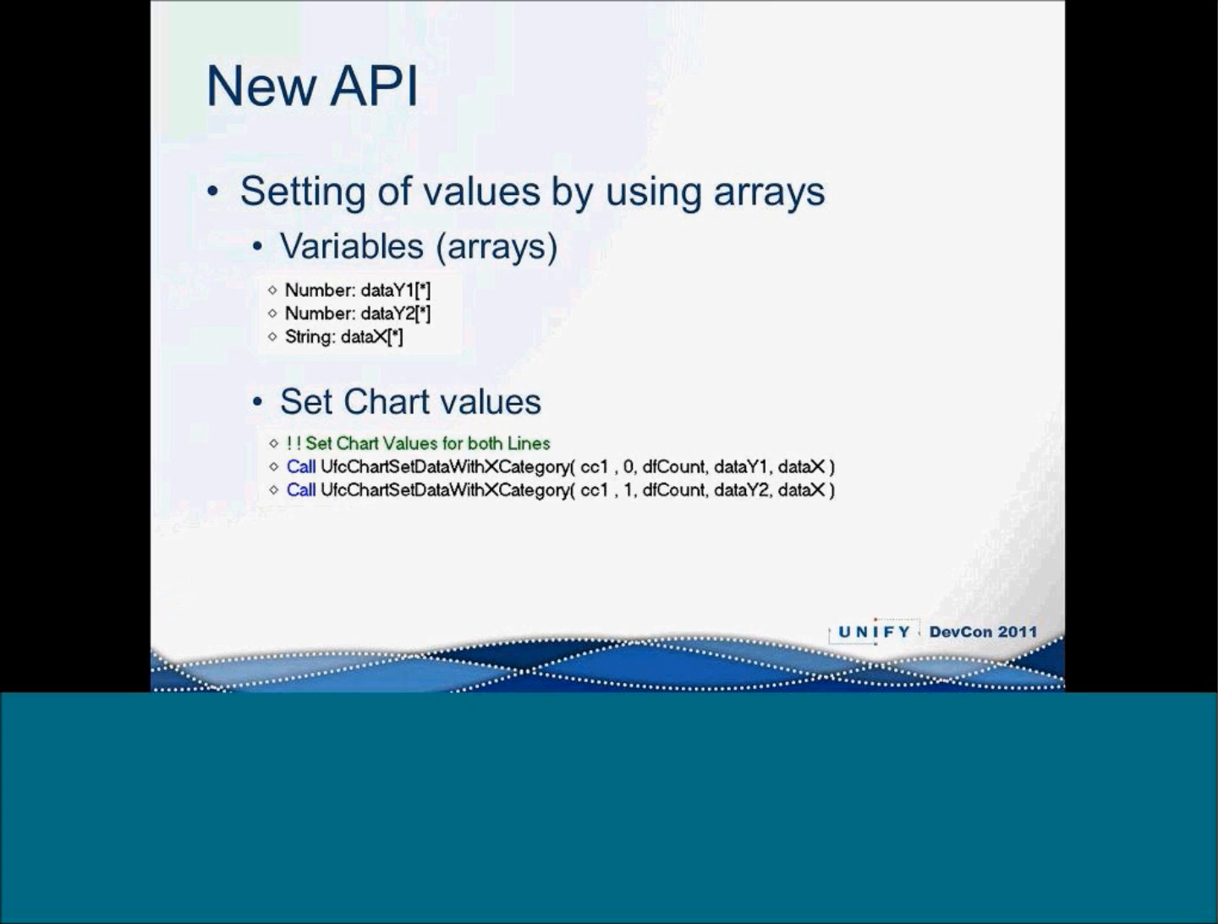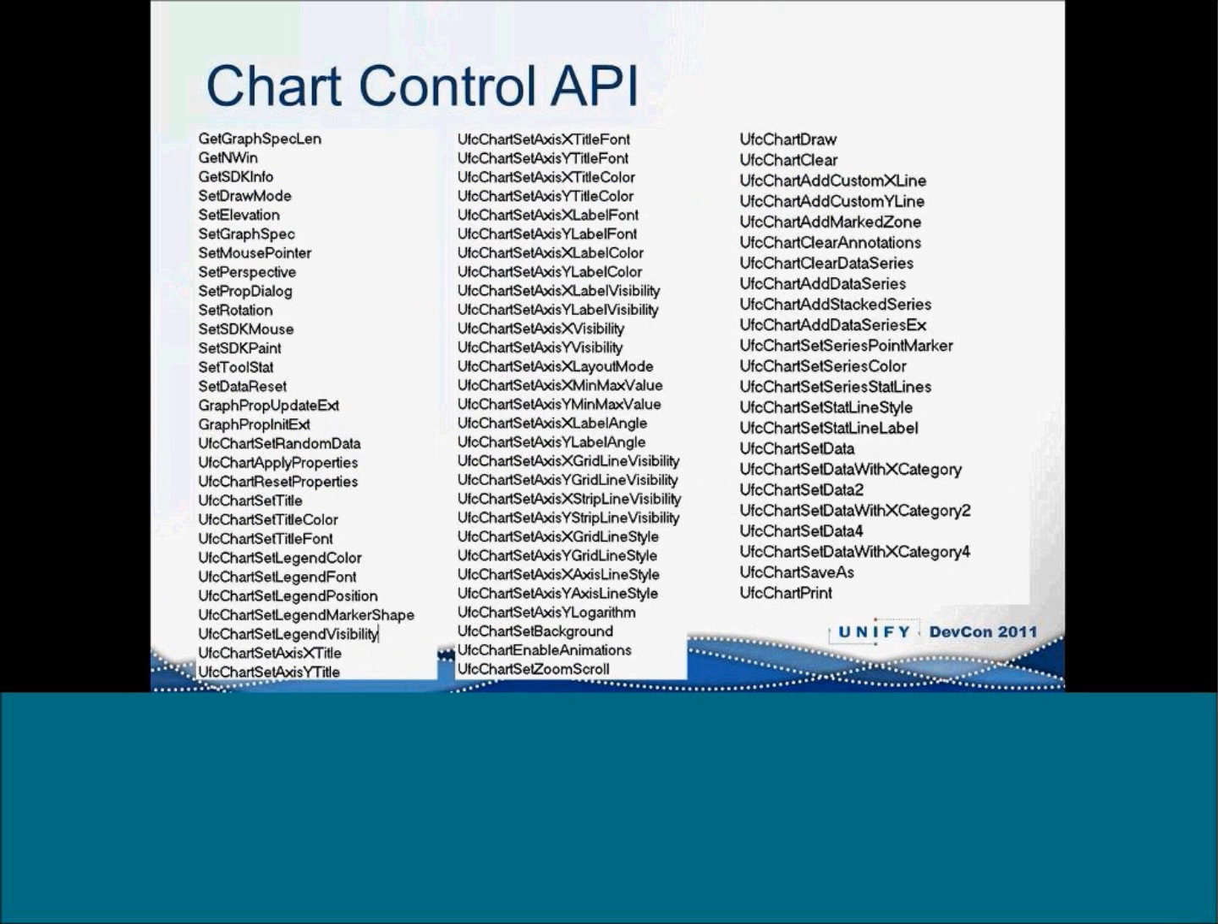So here's an overview about the charting control API. A few APIs are missing, but you can see there are a lot of new API calls inside, like set data with X categories, or add custom X lines, or if you have, for example, Y visibilities, label colors, and title colors, and so on.